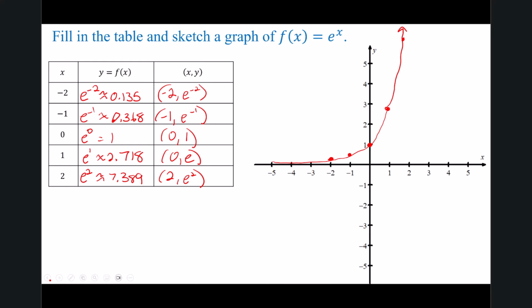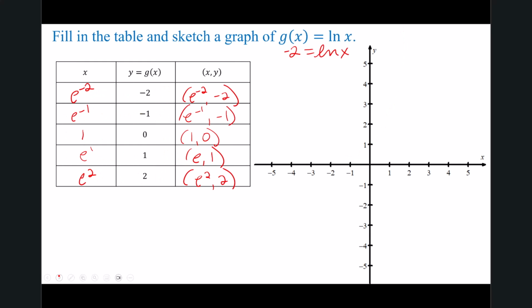So e to the negative 2 was about 0.135. So to graph the point (e to the negative 2, negative 2), we have about (0.135, negative 2). e to the negative 1 we found was 0.368, so about (0.368, negative 1), then (1, 0), (e, 1), and e squared kind of is off the graph. e squared was 7 point something. But we know the basic shape of a logarithmic function, and this is going to look just the same as all the other ones, but with slightly different spots on the graph.